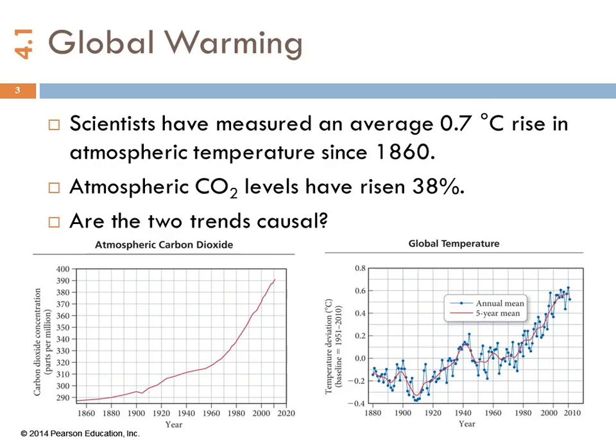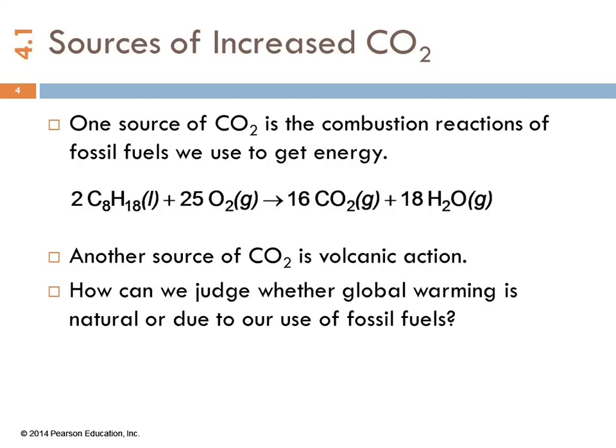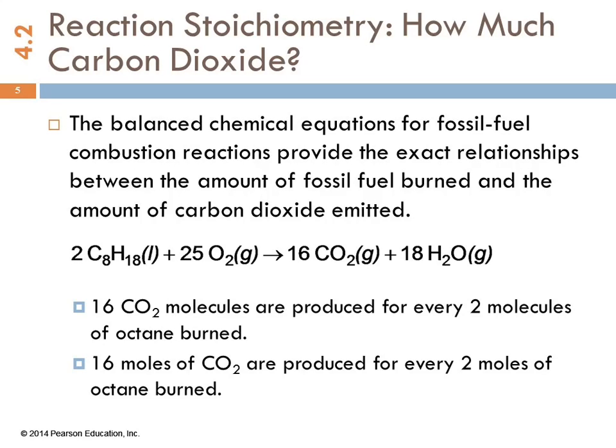carbon dioxide levels? One source of carbon dioxide in the atmosphere is combustion reactions. When we burn fossil fuels such as octane, it combines with oxygen and forms carbon dioxide and water. So that's one source of carbon dioxide. Another source of CO2 is volcanic action. So there are natural sources of CO2, and then there are man-made sources of CO2. How do we know whether global warming is natural or because of our use of fossil fuels? I'll just run this one into the next one.